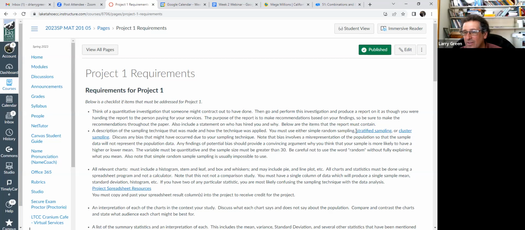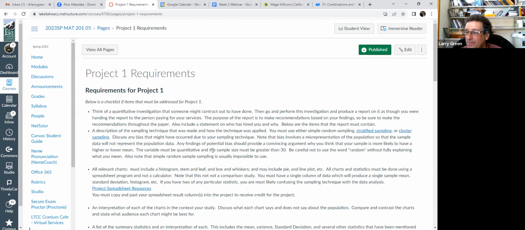The other two choices are stratified sampling or cluster sampling. Those are pretty much what everyone's going to be doing, one of those two, either stratified or cluster. It is very important that you do it correctly. And I have links to what stratified sampling and cluster sampling are in case you forgot. I'll let you read that and make sure you follow the procedures. So you have to decide how you are going to do your sampling.